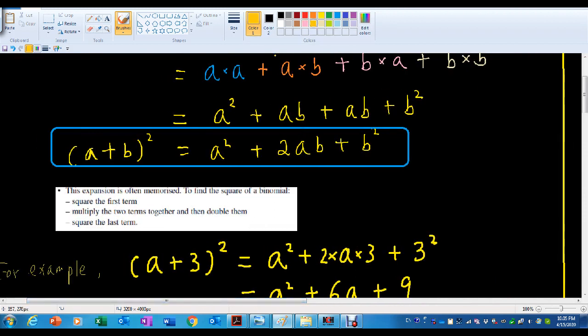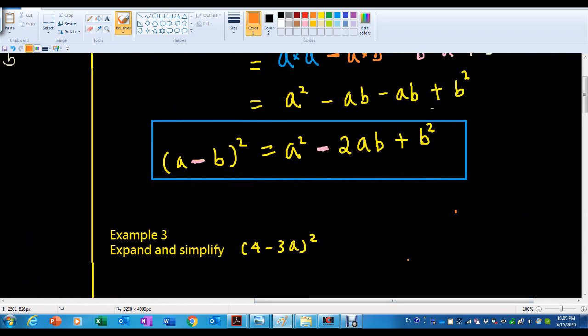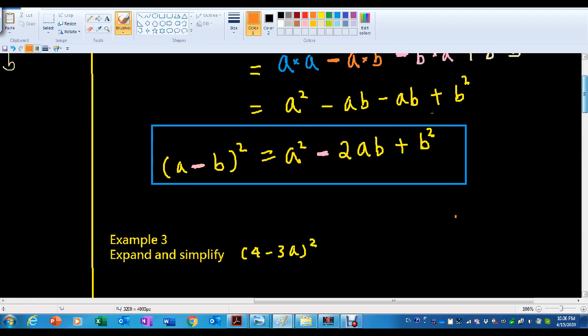So that means if that's a minus b, the middle term becomes minus. If that's a plus b, the middle term becomes plus. That's the only difference between the square of a plus b and that of a minus b. Okay, so remember that's the key, the only difference of our outcome.